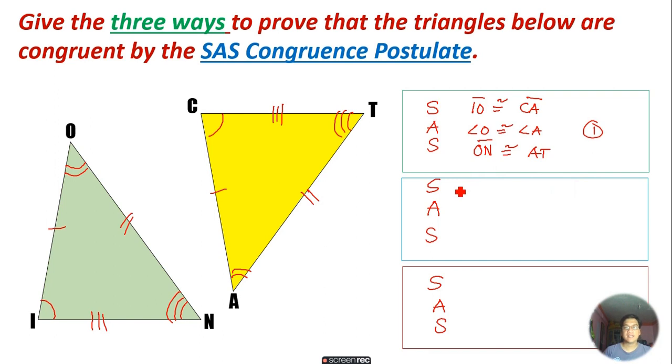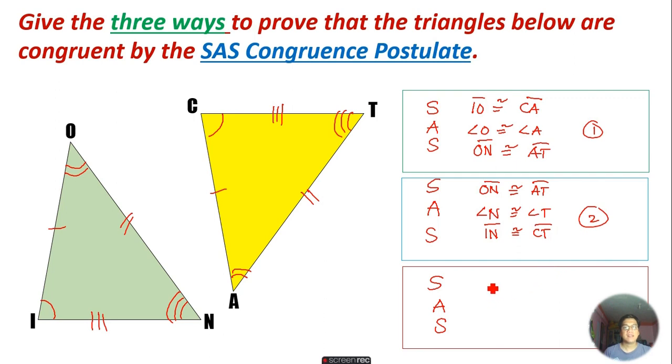Next, if I am going to get side ON congruent to side AT, I'm going to get angle N congruent to angle T. Now, take note, please be guided by the angle marks and the tick marks for you to pair them correctly, the corresponding angles and then the corresponding sides. Again, it should be included, so angle N and angle T must be included. So, I'm going to get side IN congruent to side CT. Okay, so this is our second way.